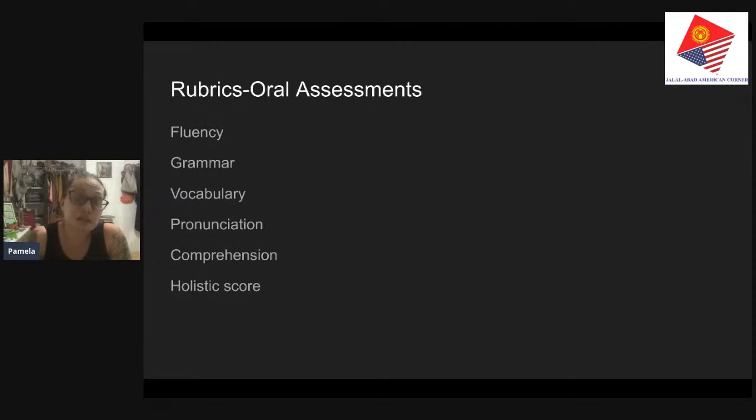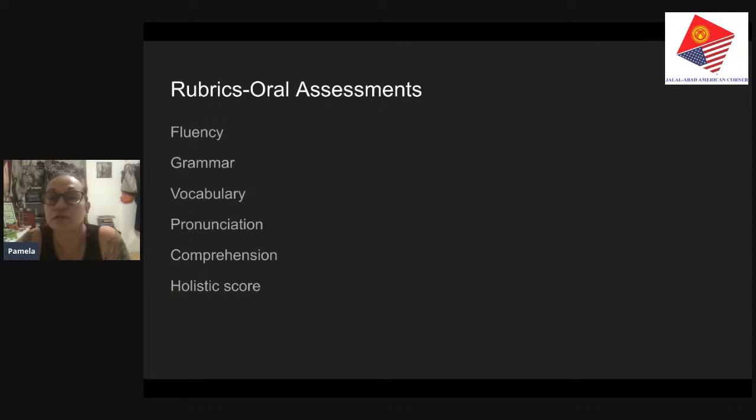Grammar is a different assessment. So how accurate was their grammar on a scale from 1 to 5? Again, did it impede comprehension? Did it make it difficult for you to understand what they are trying to say? If they are using the simple present and they are meaning to talk about the past and they go back and forth, then that is making it difficult for what they are trying to say. That is impeding comprehension.